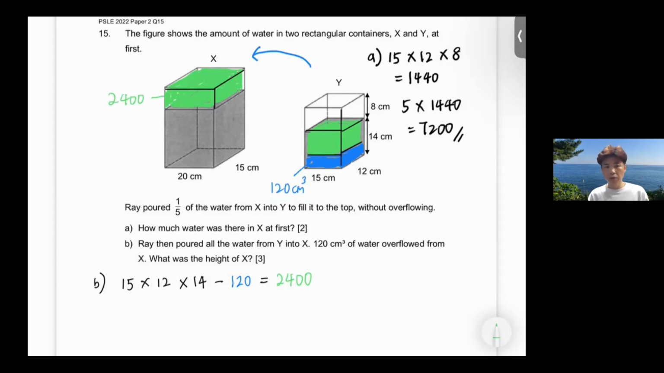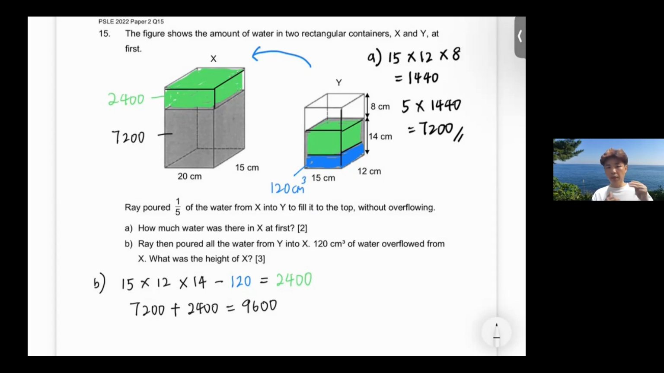So here's where the 2,400 cubic centimeters is. And based on the answer in part A, we know that there was 7,200 cubic centimeters of water in container X at first. Now, we can find the total capacity of container X, and that is to find the sum of 2,400 and 7,200. That will give us 9,600 cubic centimeters.